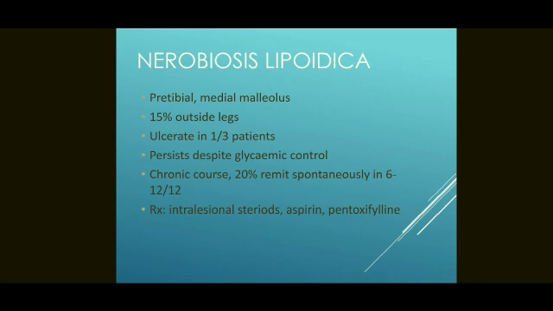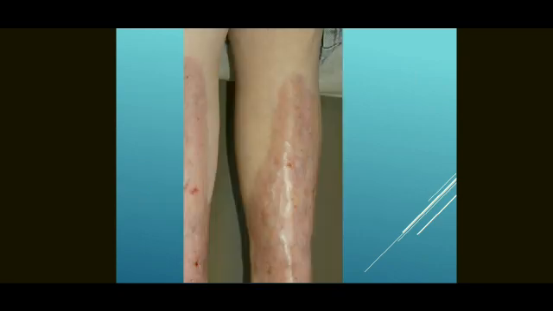It persists despite good glycemic control. It has a chronic course. 20% may remit spontaneously in 6 to 12 months. Treatment would be intralesional steroids, aspirin, and pentoxifylline. This is the picture where you can see raised borders, yellowish tinged waxy plaque on the shin of the tibia.